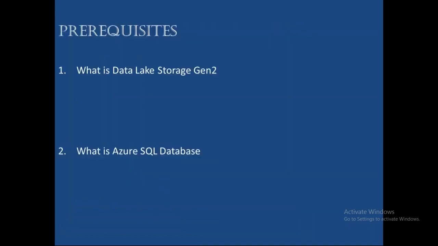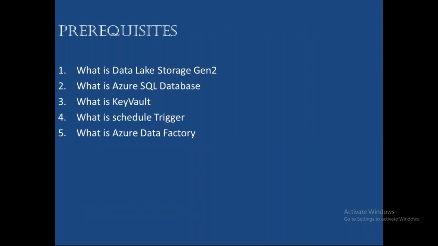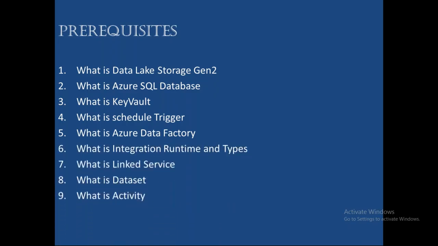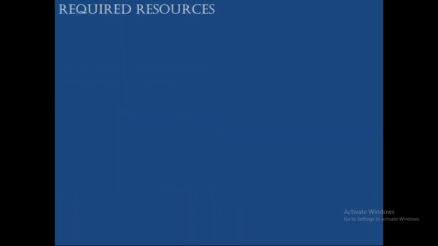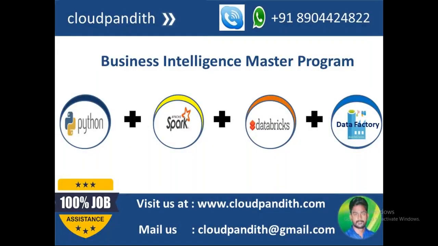Prerequisite: we should know what is data lake storage Gen 2, SQL database, key vault, schedule trigger, Azure data factory, integration runtime and types, linked service, data set, and the activities. Finally, we need to know pipeline. We know all these things, that we have discussed in detail on all the components. Let's go to the required resources. We need to create the Azure data factory v2, Azure data lake storage Gen 2, Azure SQL database, and key vault. These are the 4 services that we need, friends.